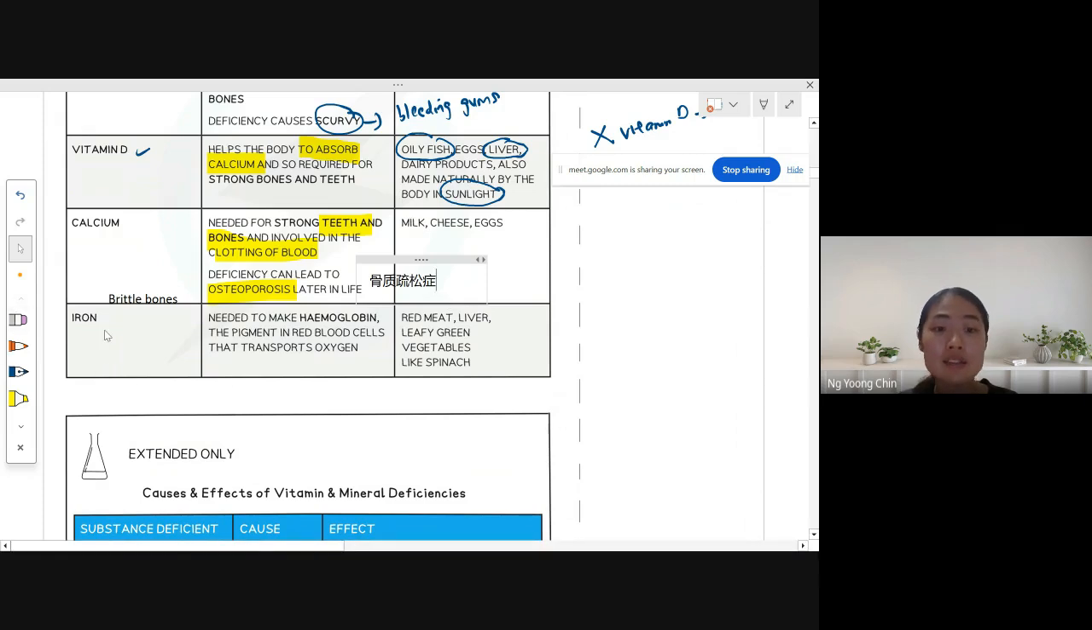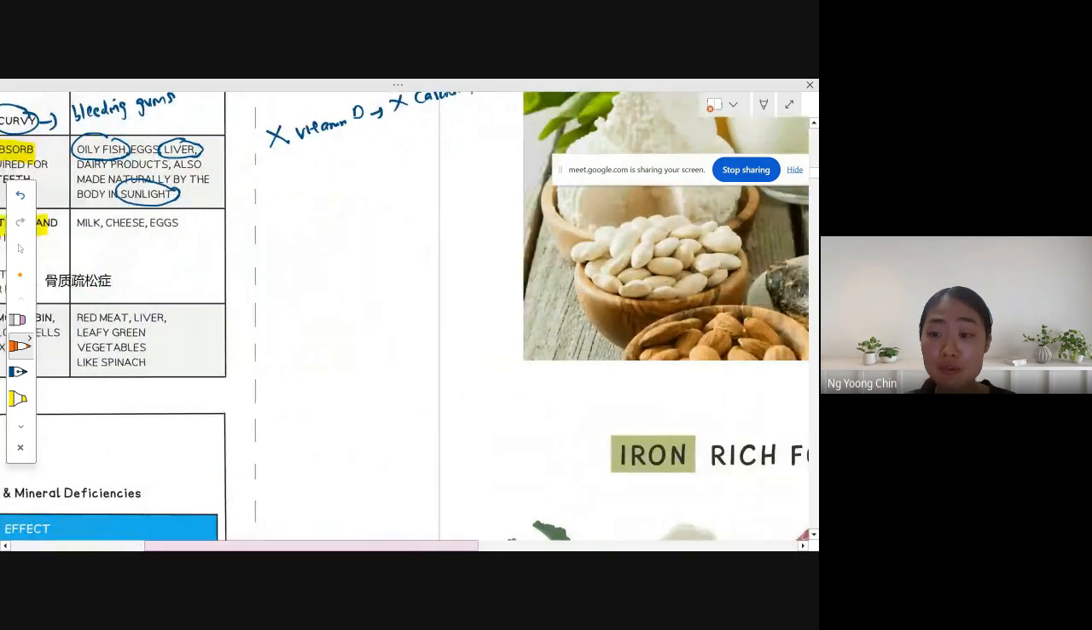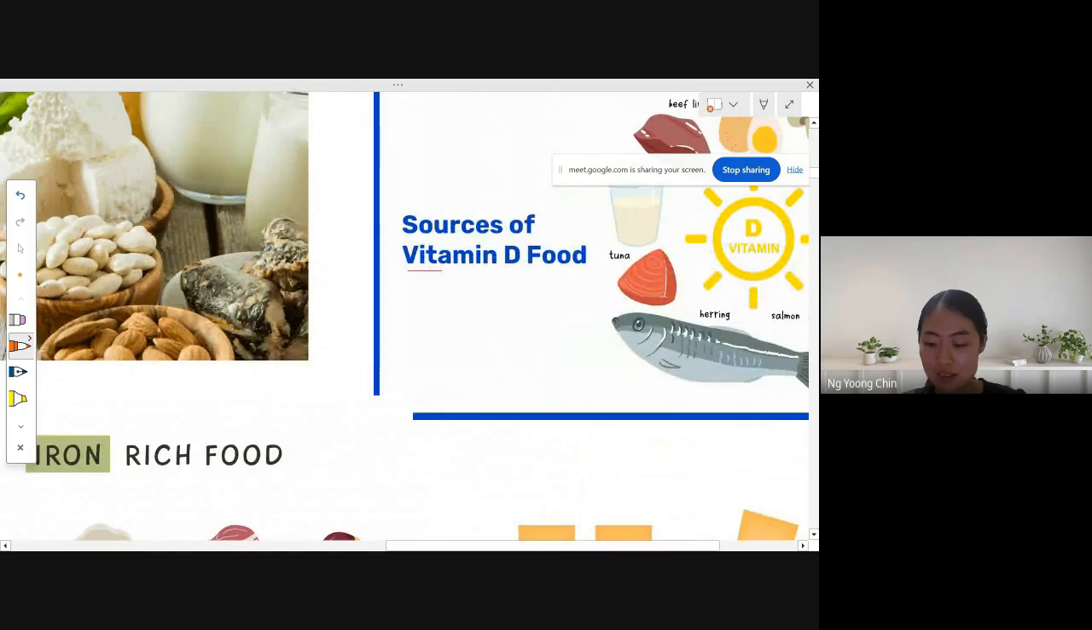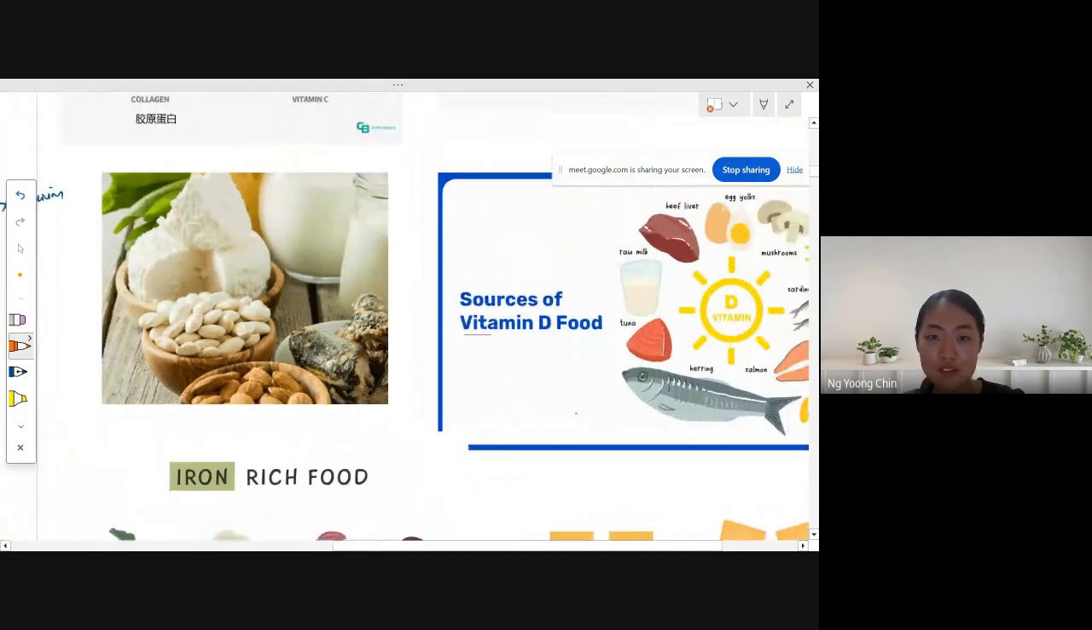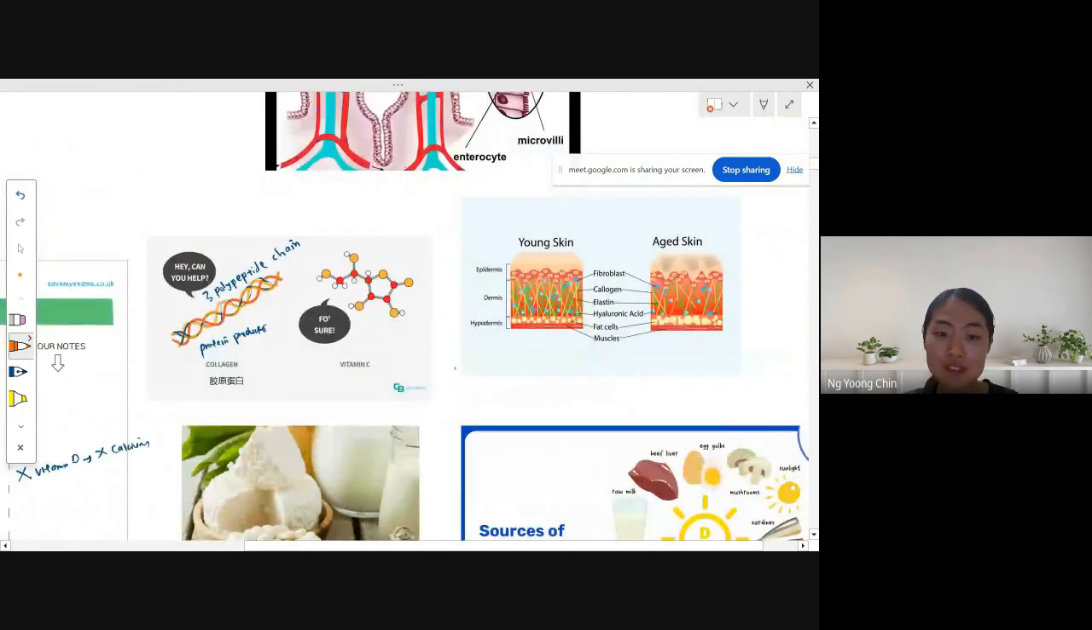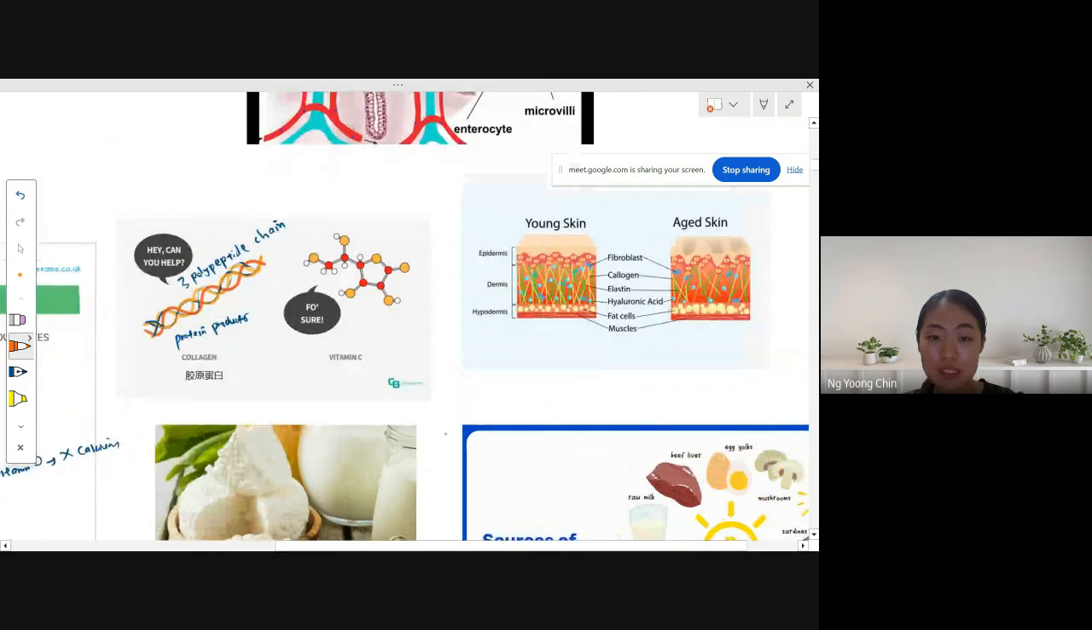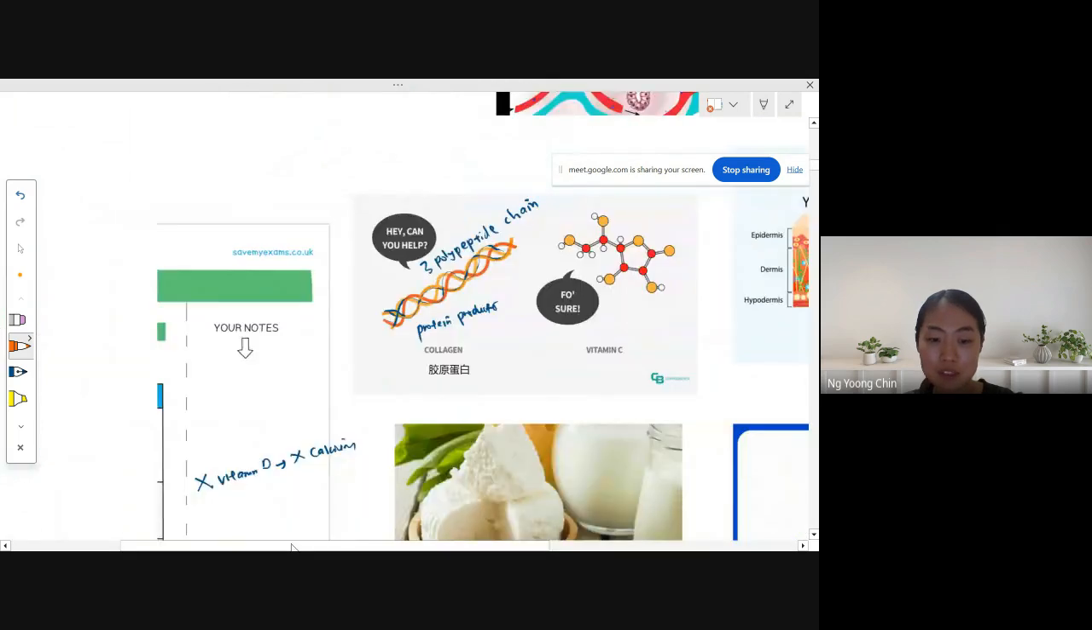Then how about iron? Iron helps in making hemoglobin. Okay, for example, we can have a look at this one. I found some pictures to make it easier for you to figure out. Let me explain some of the features to you.